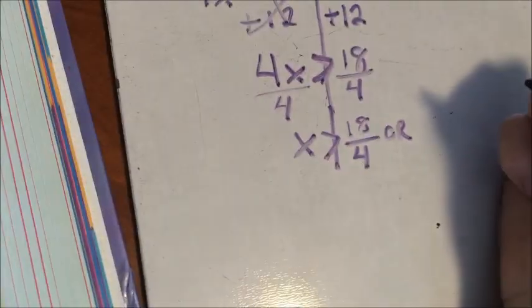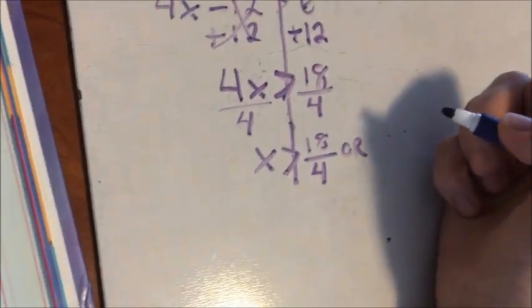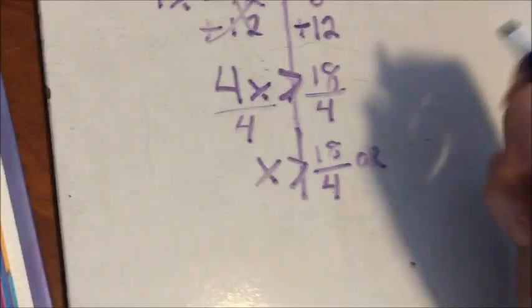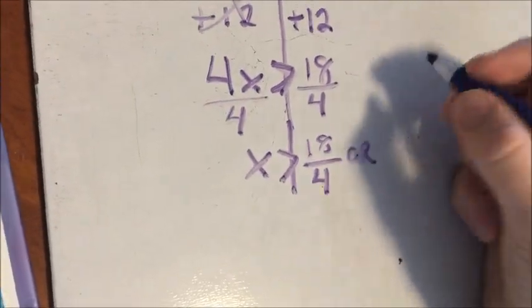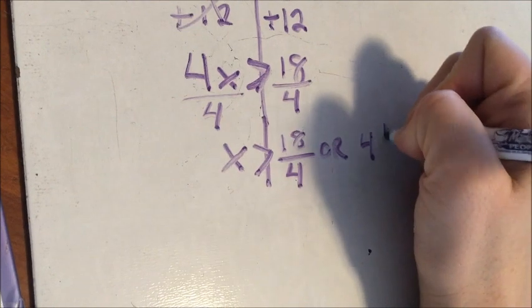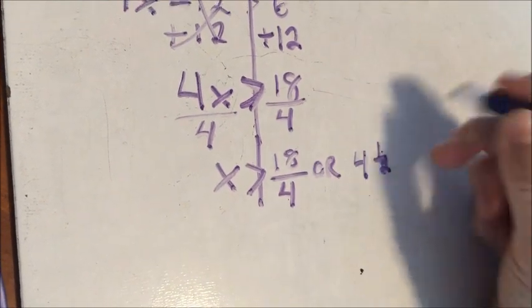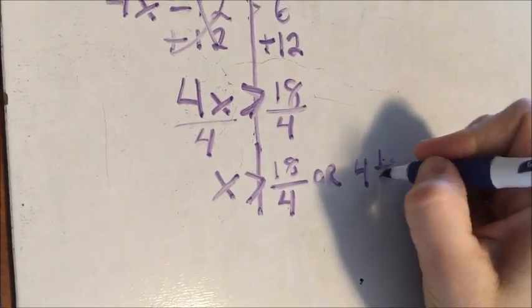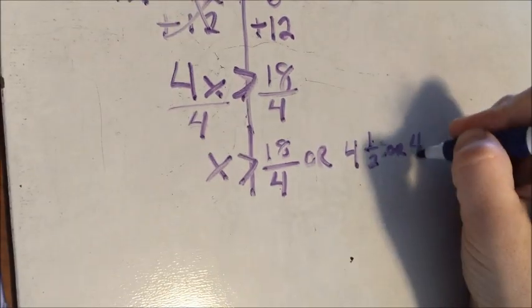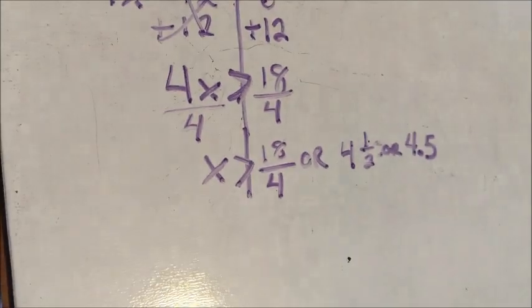Or if you went ahead and did that division out and wanted to change it as a decimal or a mixed number, you would get 4.5. Any of those answers are acceptable.